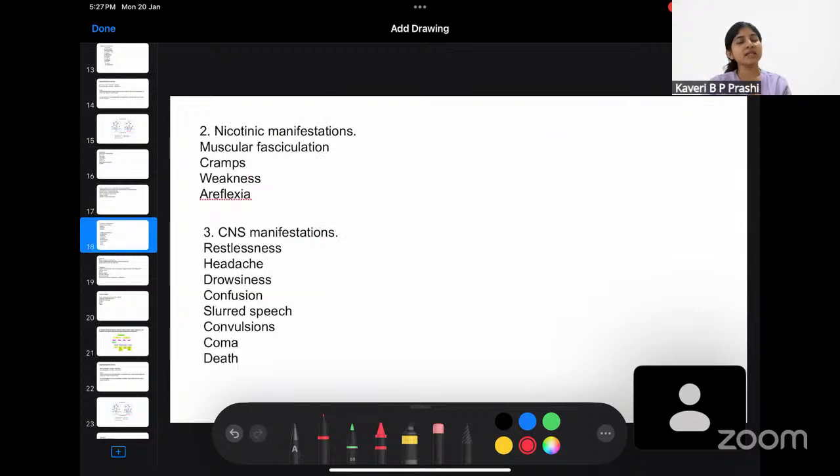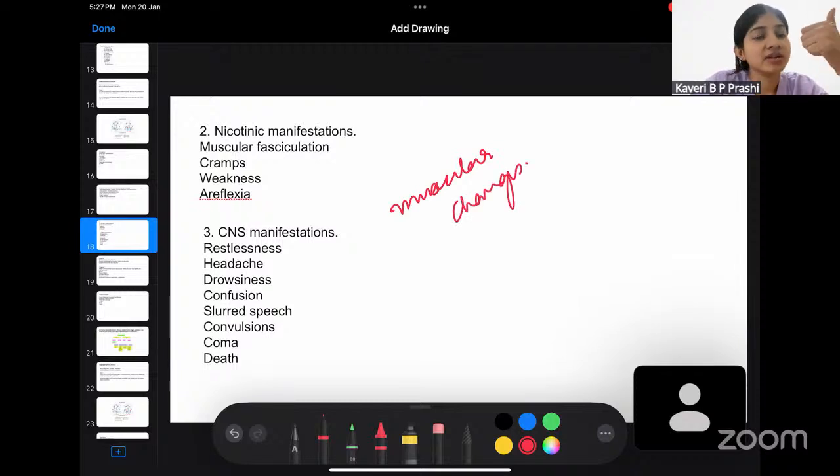Now, apart from the muscarinic symptoms, you should also know about the nicotinic manifestations and the CNS manifestations. Coming to the nicotinic manifestations, they are the smaller muscular changes that are seen. All these come under the nicotinic manifestation. So what are those? Muscular fasciculation, cramps, weakness, areflexia. Any muscular symptom that you can think of can be put here.